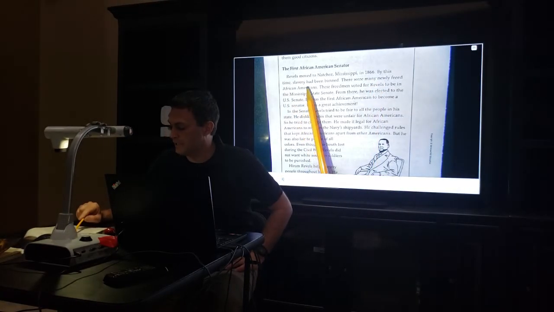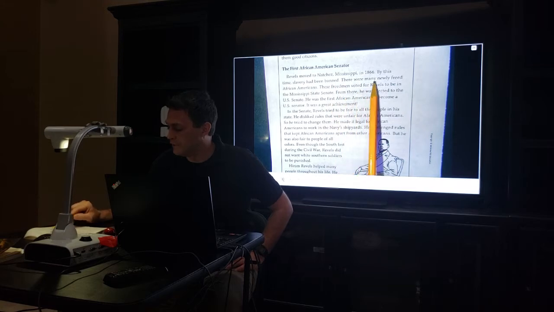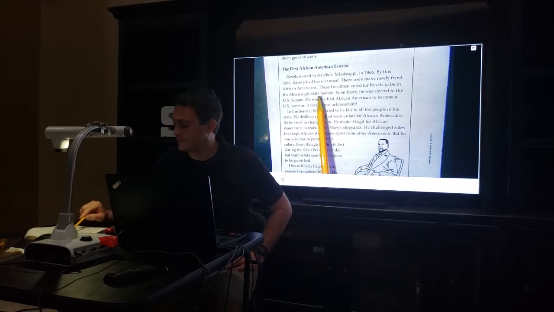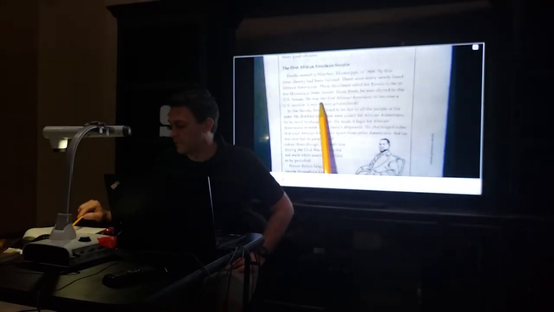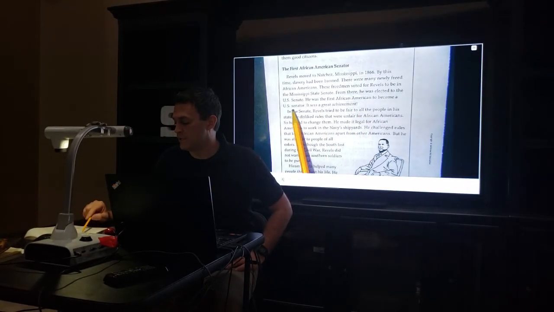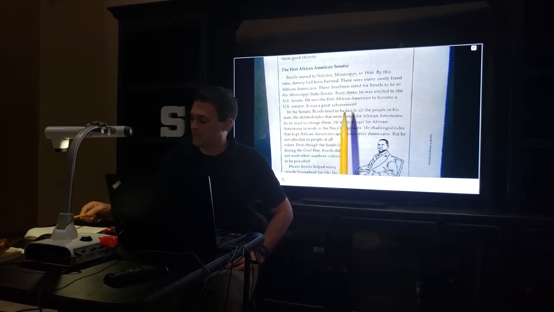By this time, slavery had been banned. There were many newly freed African Americans. These freed men voted for Revels to be in the Mississippi State Senate. From there, he was elected to the U.S. Senate. He was the first African American to become a U.S. Senator. It was a great achievement.